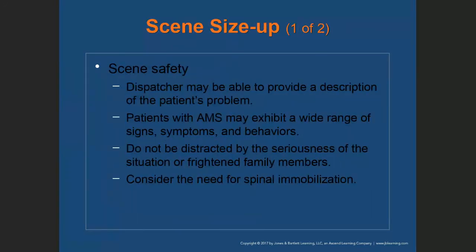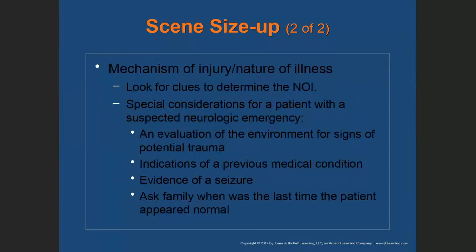Now let's look at the patient assessment. So start with your scene size up. Focus on scene safety. Dispatcher may be able to provide a description of the patient's problem, or they may not. Patients with AMS may exhibit a wide range of signs and symptoms and behavior. Do not be distracted by seriousness of the situation or frightened family members. Consider the need for spinal motion restriction. Look at the mechanism of injury or nature of illness if present. Look for clues to determine the NOI.